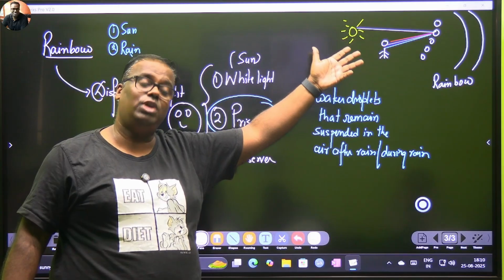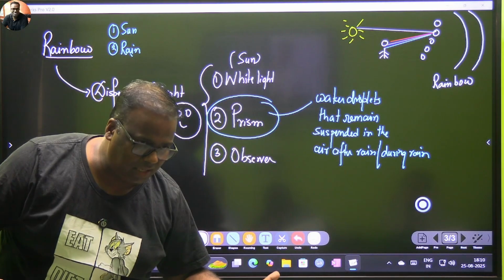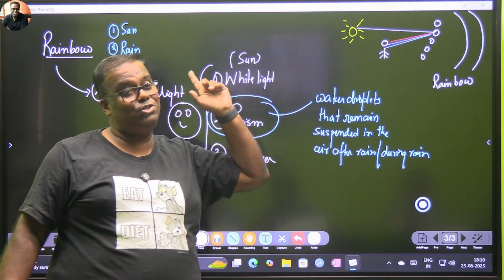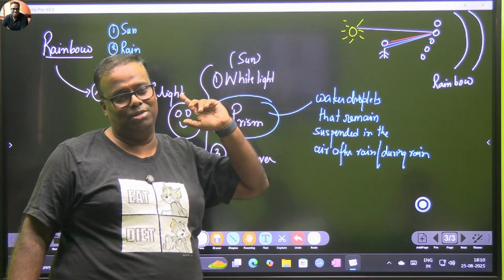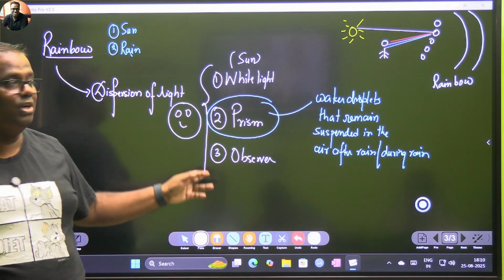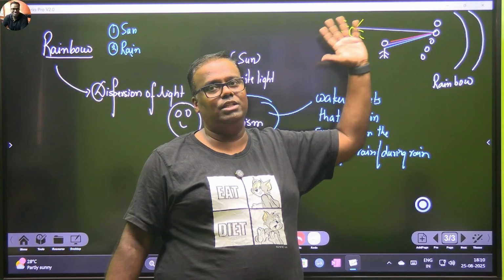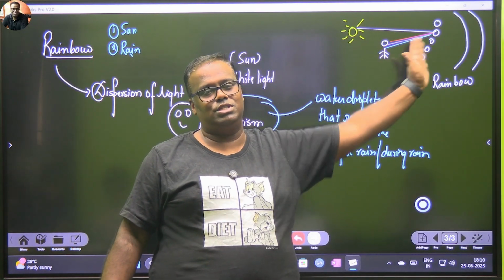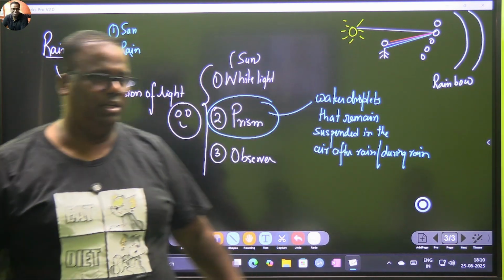So if it is raining torrentially, at that time the rainbow won't be there. The rain should just get held up or be drizzling very slowly, and the sun should be shining simultaneously. Then only the rainbow can be seen. The rainbow cannot be seen without the sun. And obviously you need an observer who will be actually viewing it. And the sun's position should always be behind the observer. So the rays would go and hit these droplets, and the observer sees a band of colors in a hemispherical manner, which is known as the rainbow.